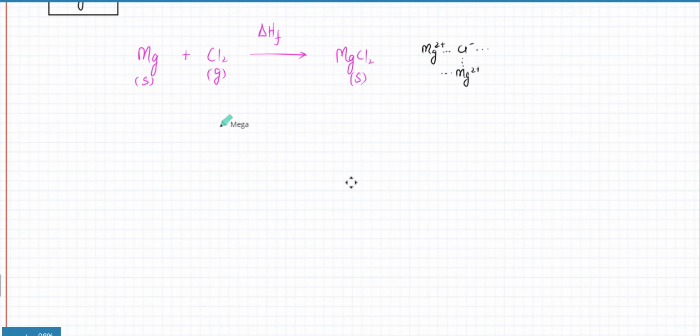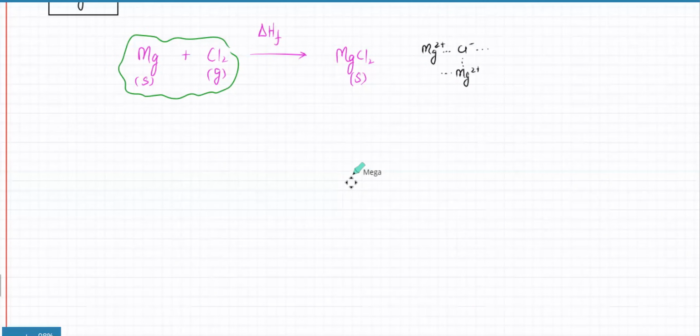So what's the first step? If I want to make an indirect path, the first step would be atomization. Because my elements are right now bonded to each other. Like magnesium is metallic. So what I'm going to do is convert it into gaseous atoms. I'm not going to touch Cl2 right now. So this is enthalpy change of atomization of Mg.